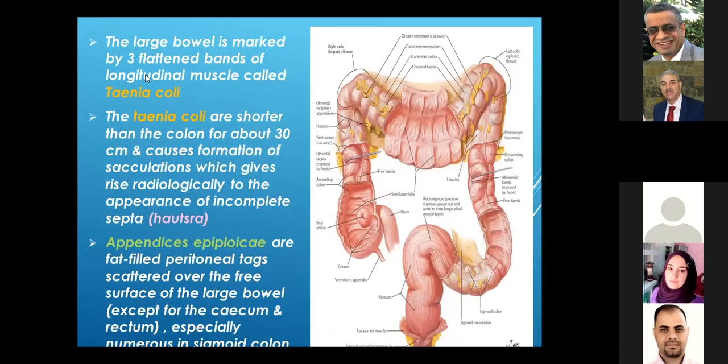The large bowel is marked by 3 flattened bands of longitudinal muscle called the taenia coli. The taenia coli are shorter than the colon, about 30 cm shorter, so they lead to formation of sacculations, which give rise radiologically to the appearance of incomplete septa, which are the haustra. Appendices epiploicae are fat-filled peritoneal tags scattered over the free surface of the large bowel, except in the cecum and the rectum, and are more numerous in the sigmoid colon.